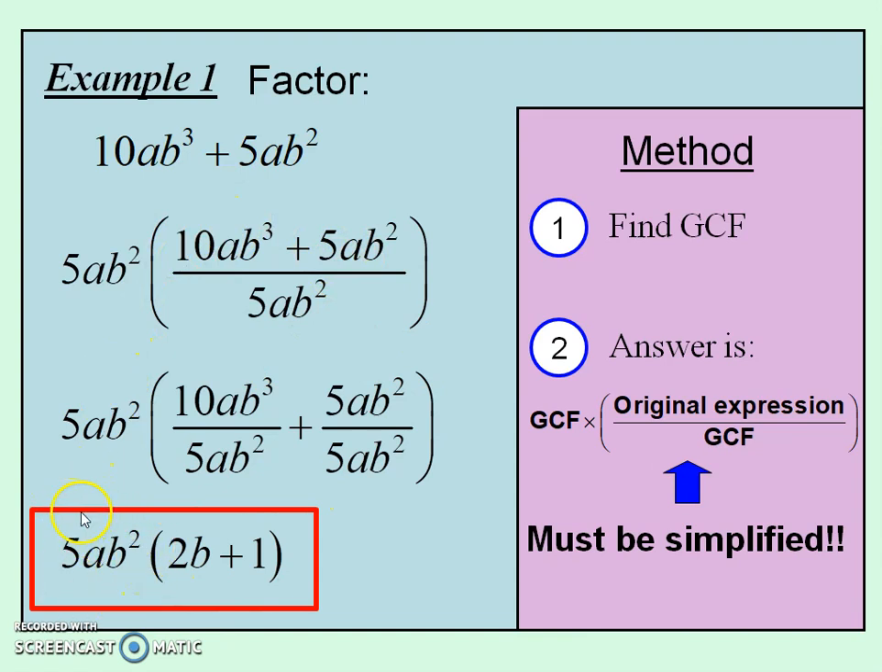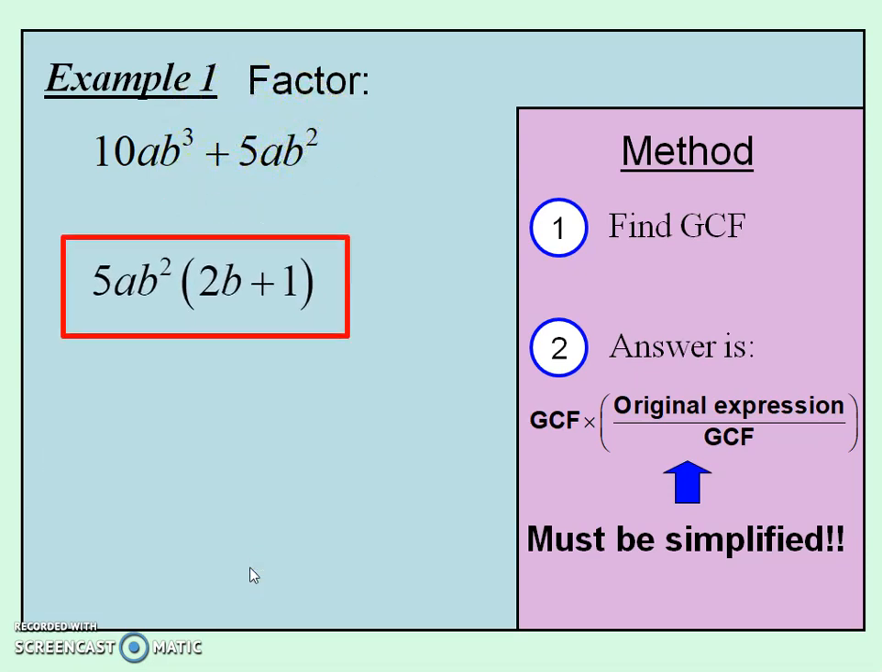I'd write the GCF outside, and then I'd write the brackets, and inside the brackets, I would write this individual term divided by the GCF, divided by 5ab squared. That's where this came from. And then this individual term divided by the GCF, which leaves me 1. I'll show you another example.